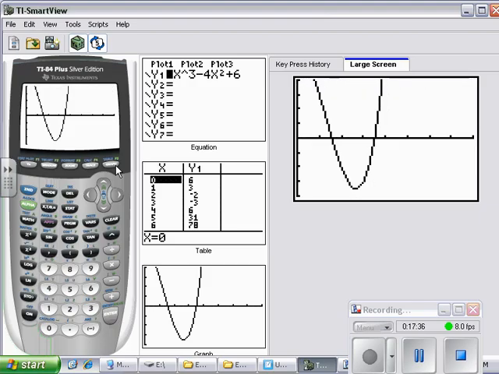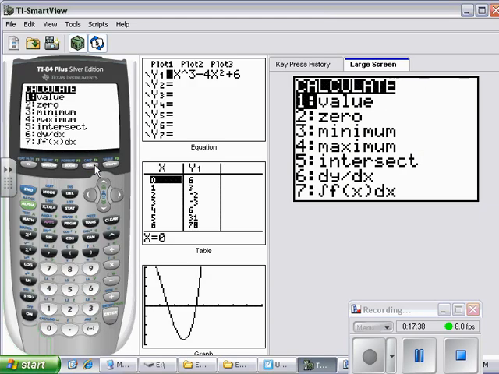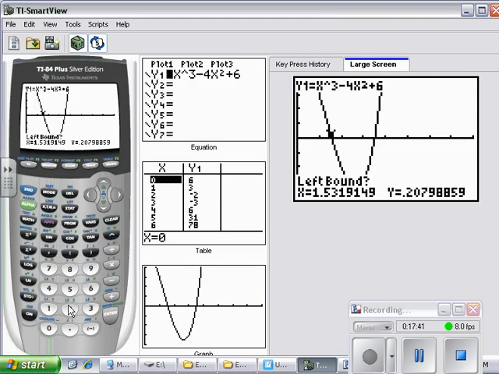Go back to our graph. Second calc, option 2. Left bound, to the left of it. Oh, I just have to remember what it is. Okay, this one was 3.514. Since we don't actually have to get the change, there is no sense in me storing this in B like I normally would. So that was 3.514.